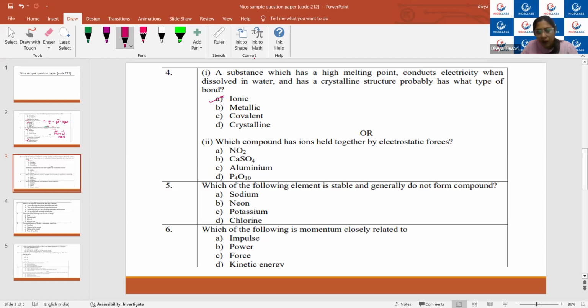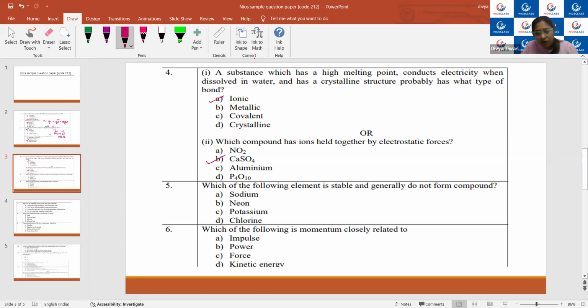Which compound has ions held together by electrostatic force? When they ask about electrostatic force, it means there are ions of opposite charge. You can see here calcium sulfate is present. This will be the answer, as calcium has a valency of +2 whereas sulfate has a valency of -2. So B will be the answer for this question. Now let's proceed with the fifth question.